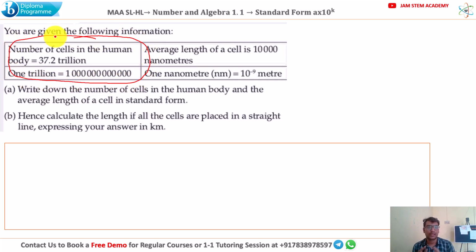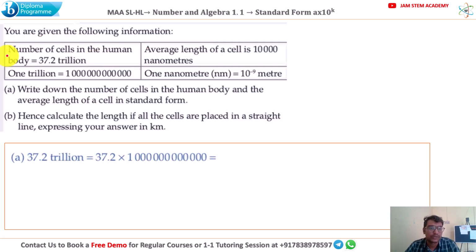So first let's find the number of cells in the standard form. It is already given in trillion terms, so we don't use trillions, we will convert it in the standard form. In place of 1 trillion, I will write this number. So we will have 37.2 times this 1 trillion value. How many zeros are there? As I said, it has 12 zeros. So instead of this, I can also write it as 10 raised to the power 12.